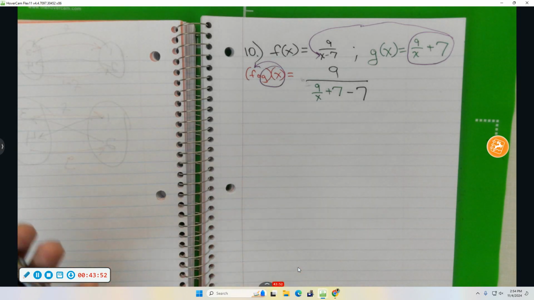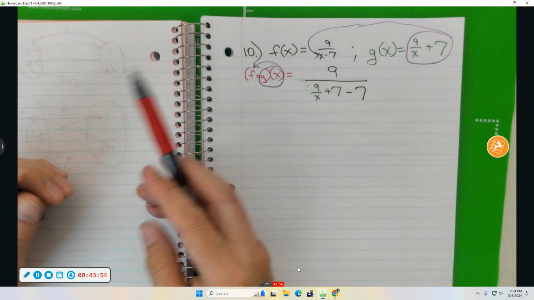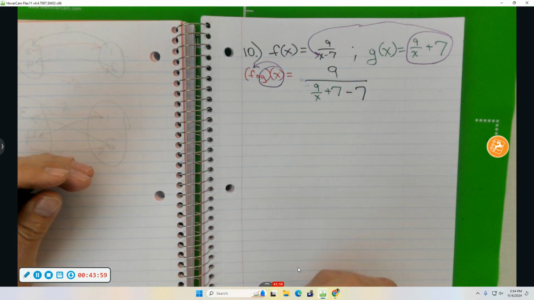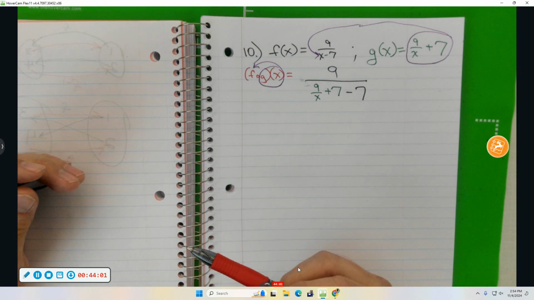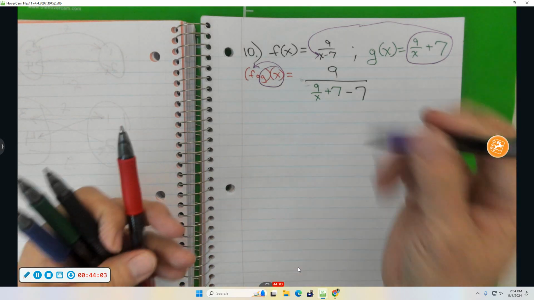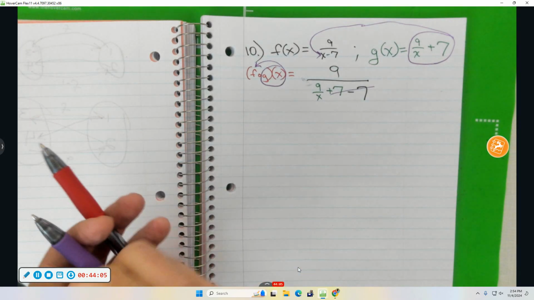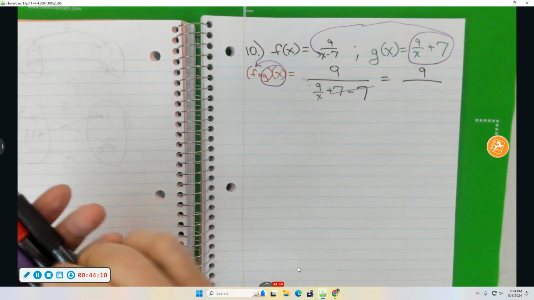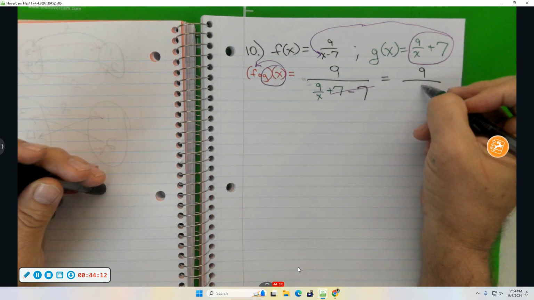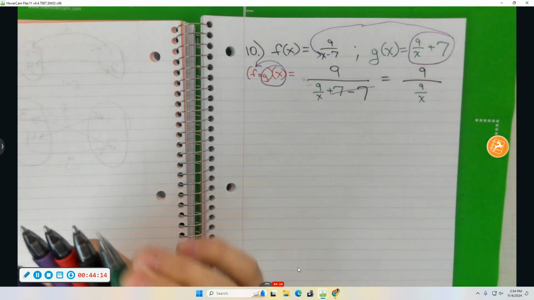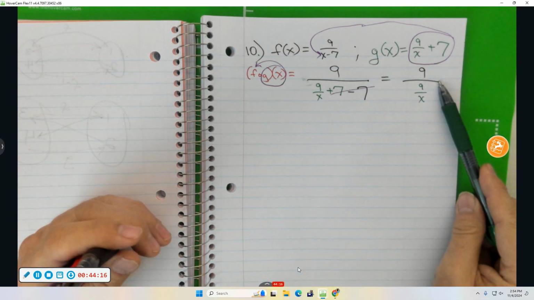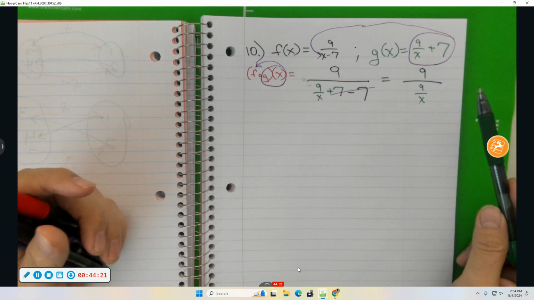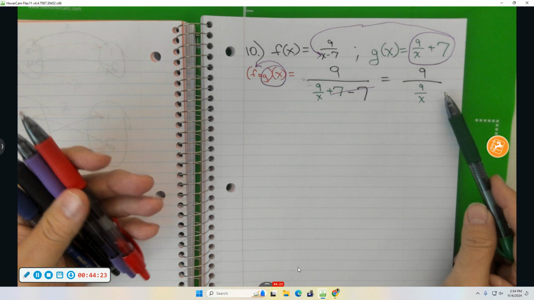Well, if they're inverses, everything except for x has to cancel out. I think two things are about to disappear. What are they? Okay, so the 7s are gone. We have 9 over that green 9 over x. A fraction that contains additional fractions is called a compound fraction. We're looking at a compound fraction here.